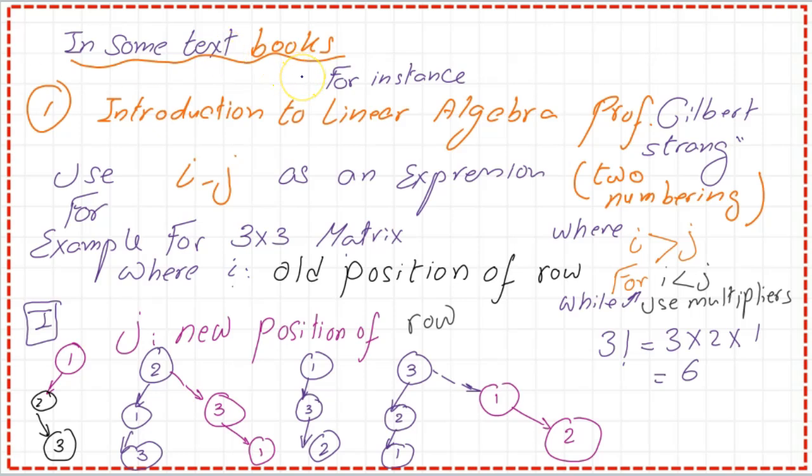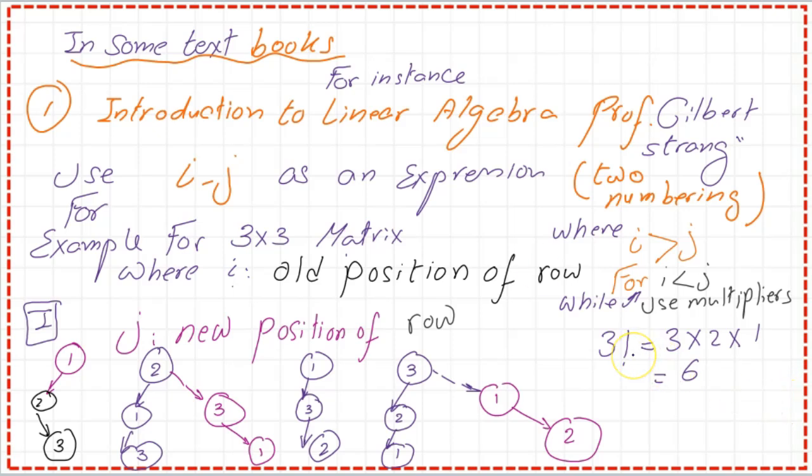In some textbooks, for instance, Introduction to Linear Algebra by Professor Gilbert Strang, he uses IJ as an expression, or 2 numbering, for a 3 by 3 matrix. I have noticed that I is bigger than J. I is the old position of the row and J is the new position of the row. Let us examine a 3 by 3 matrix.